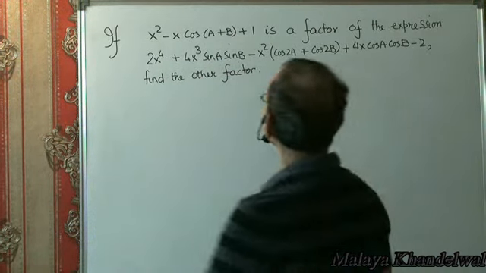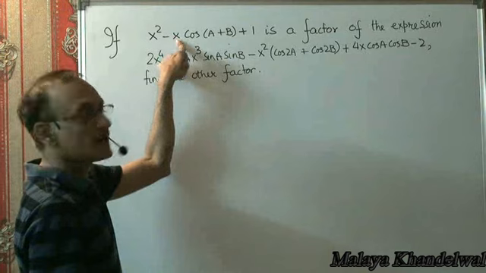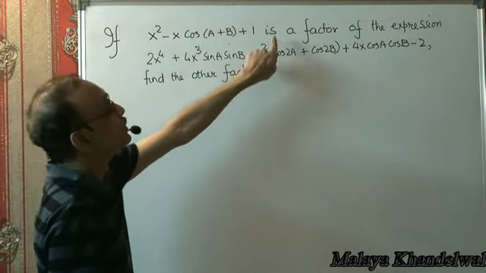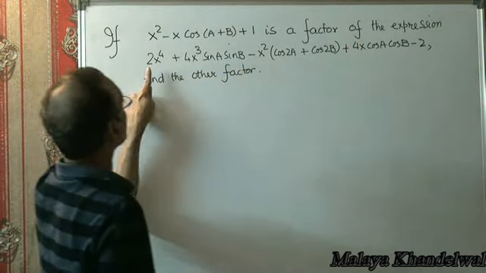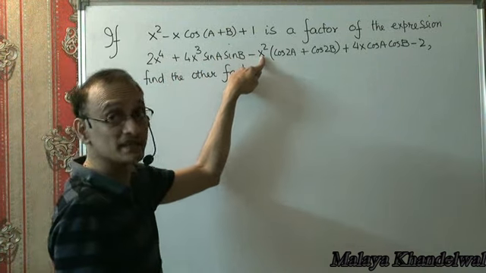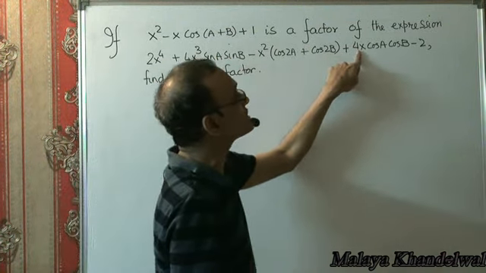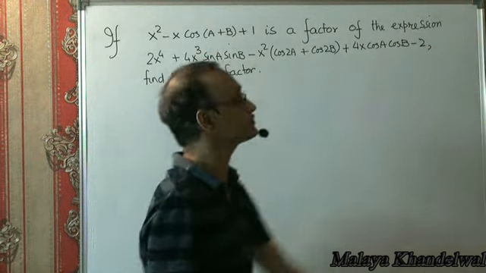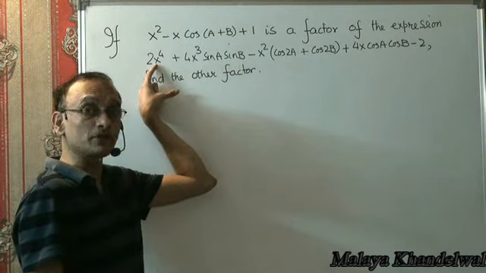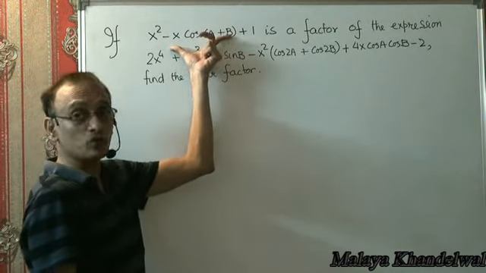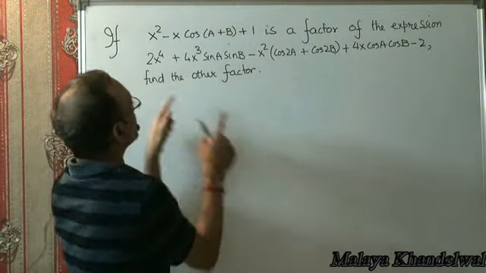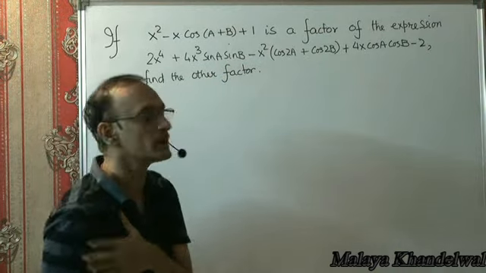Here's the problem. x squared minus x cos(a plus b) plus 1, which is a quadratic expression, is a factor of the expression 2x power 4 plus 4x cubed sin a sin b minus x squared (cos 2a plus cos 2b) plus 4x cos a cos b minus 2. We want to be able to find the other factor, right? Since this is a polynomial of degree 4, you have one quadratic factor, the other factor must also be a quadratic. Product of two quadratics will give you a biquadratic, which is this, right?